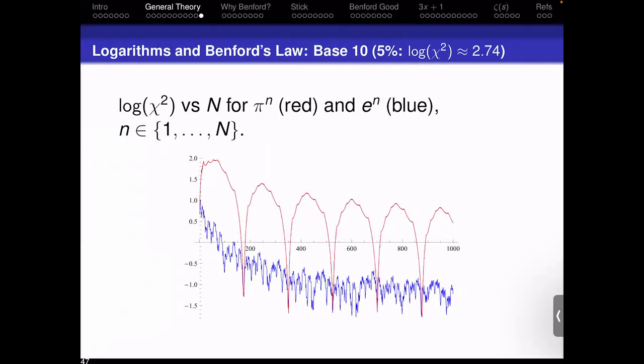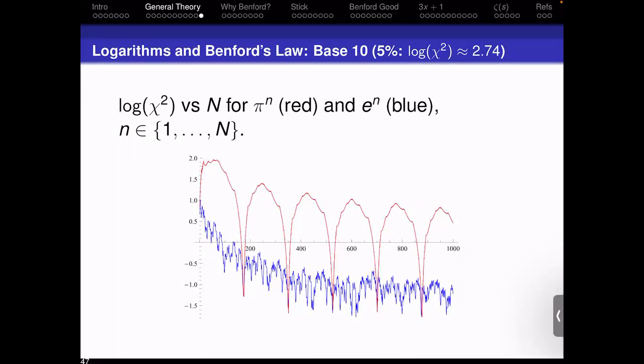So plotting pi to the n in red and e to the n in blue, you can hopefully see that the red, the log of the chi-squared, seems to be periodic with decreasing amplitude. With period, anybody want to try to guess what the period is? Anybody have really good eyes on Zoom or in the classroom?